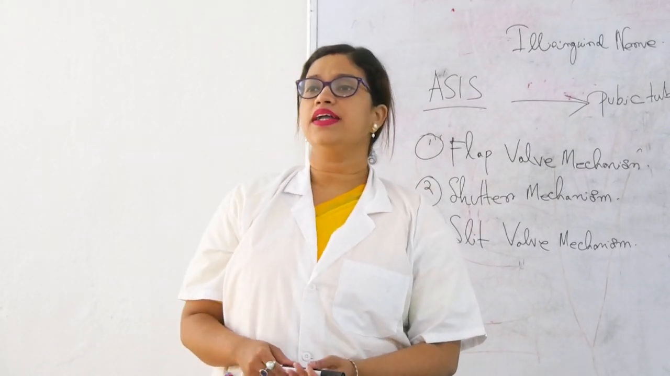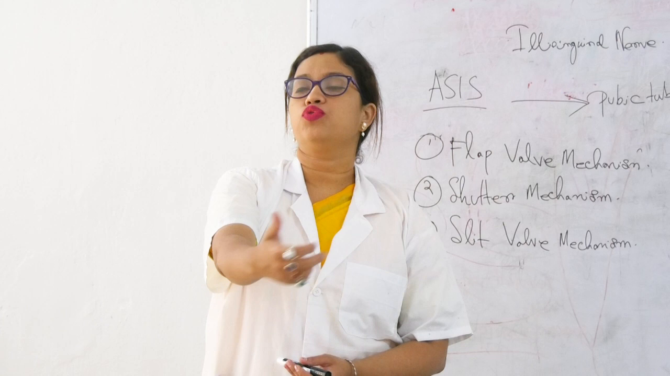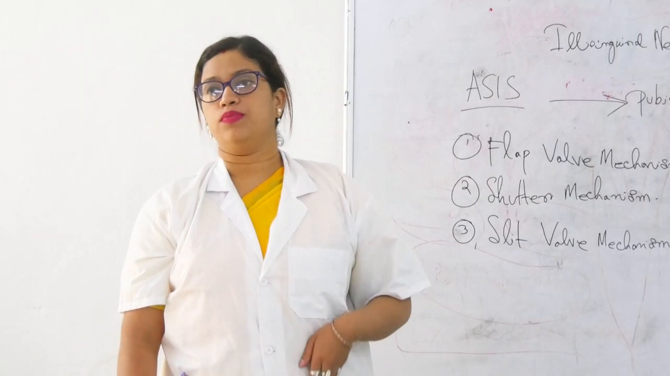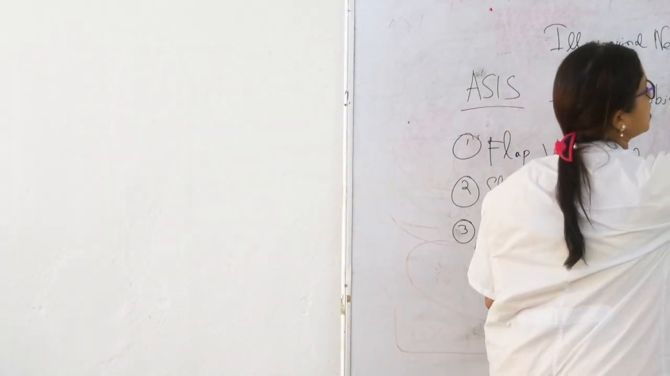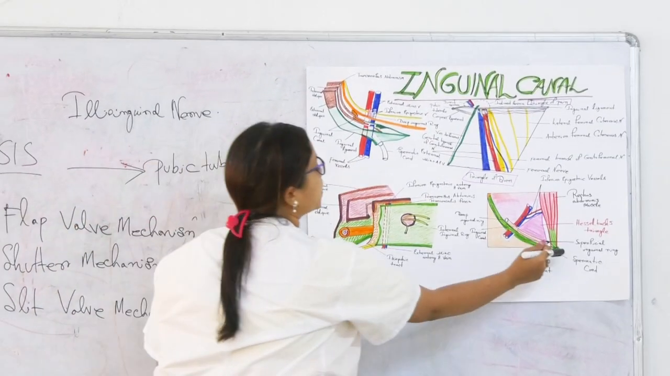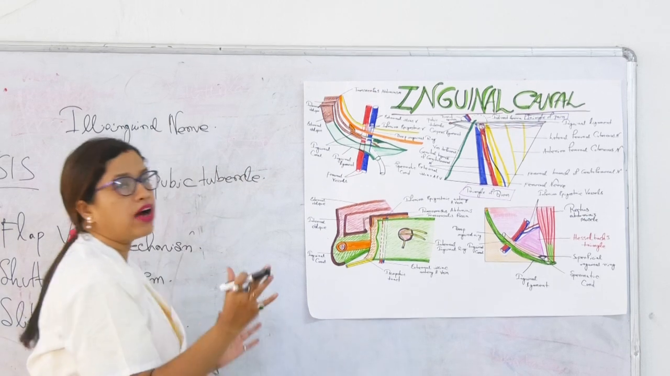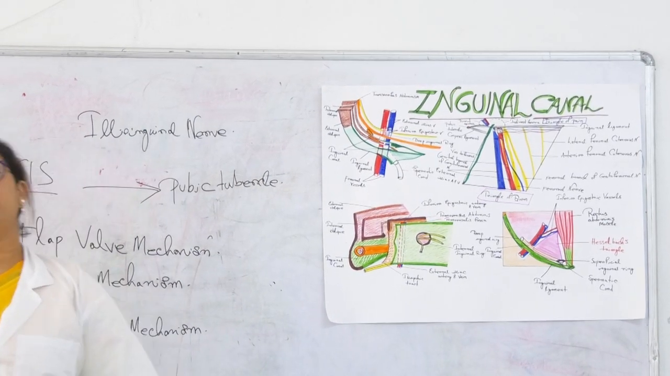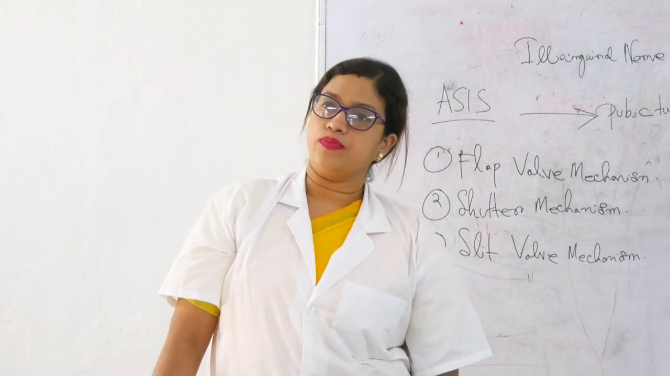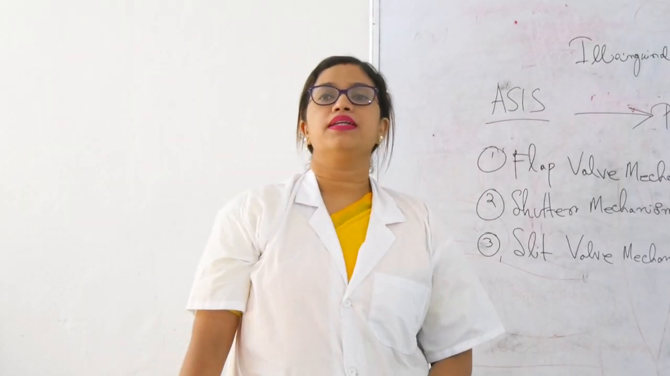So this is the shutter mechanism. Who is acting as a shutter? The external oblique aponeurosis. It is just coming down so that no structure comes to the superficial inguinal ring. Then the third mechanism is the slit valve mechanism. If you see which structure is coming through this inguinal canal, the spermatic cord. Naturally it has the tendency to act as a valve so that no structure again comes out. This is known as the slit valve mechanism. So write down these three mechanisms, they often come in exams.